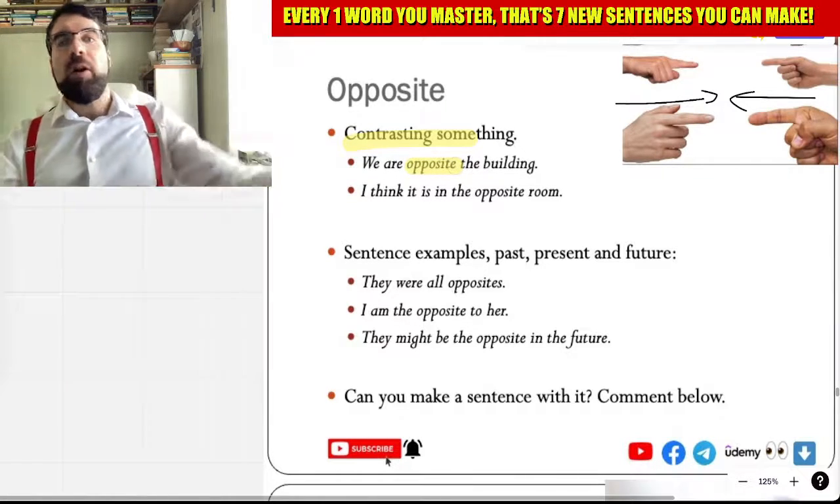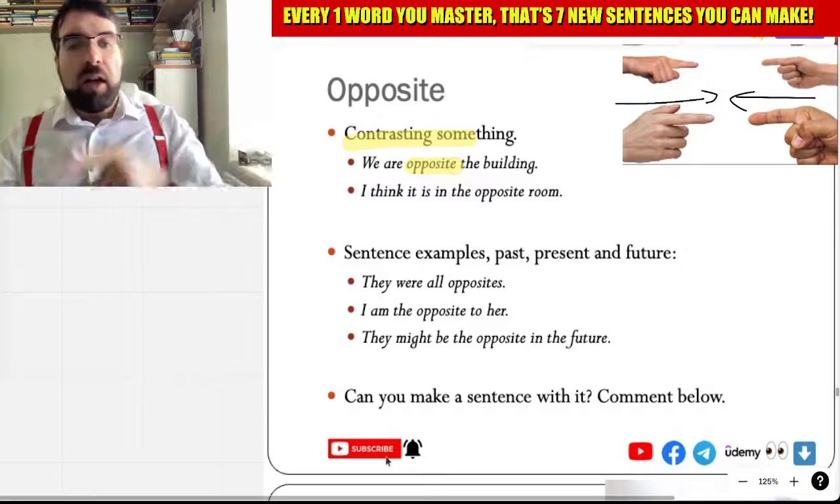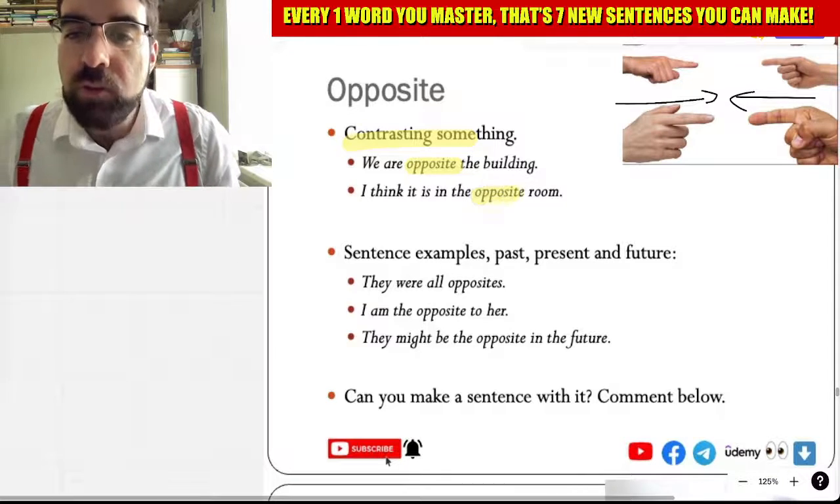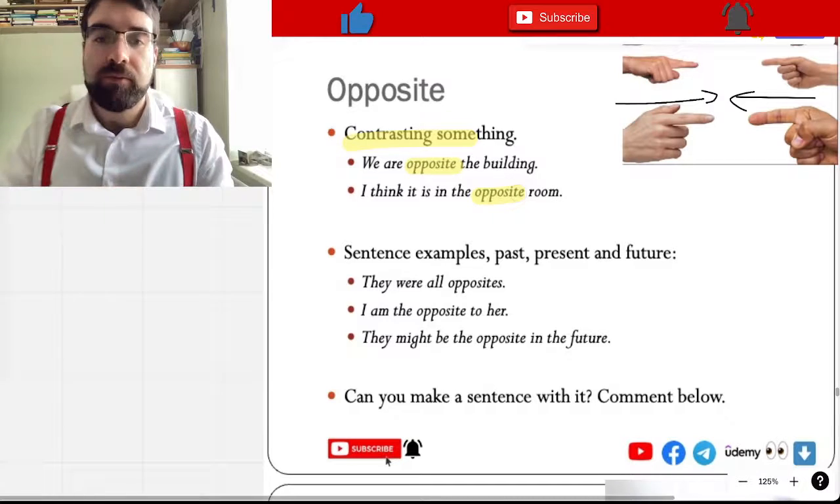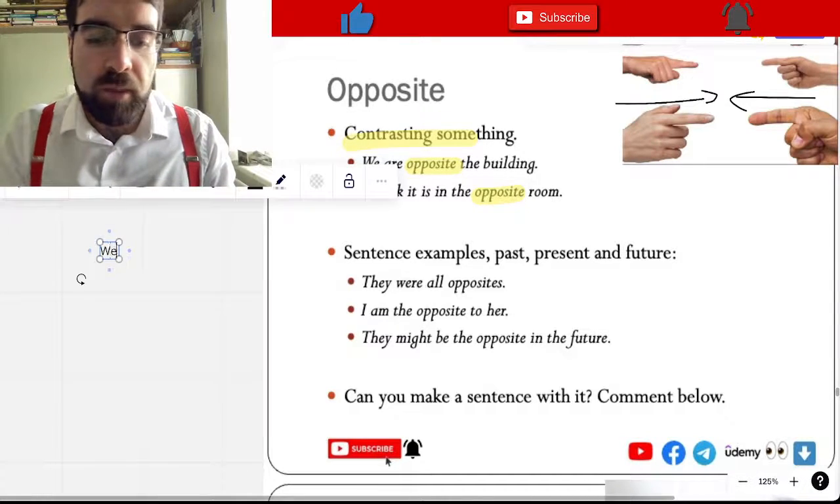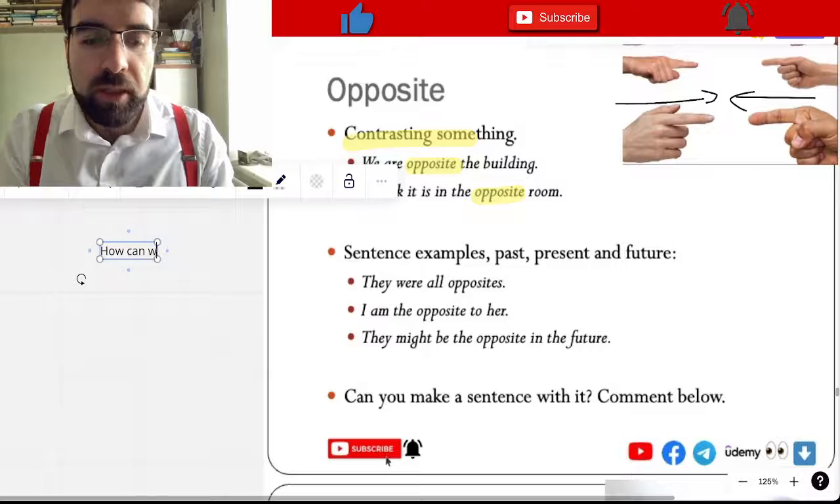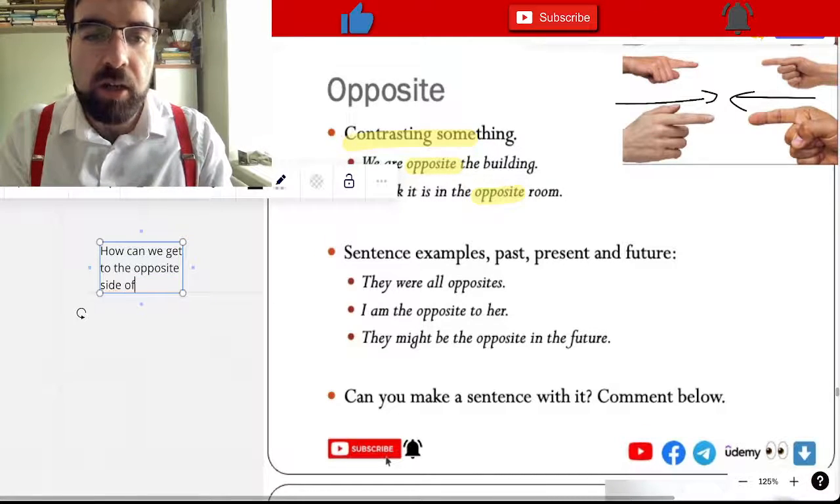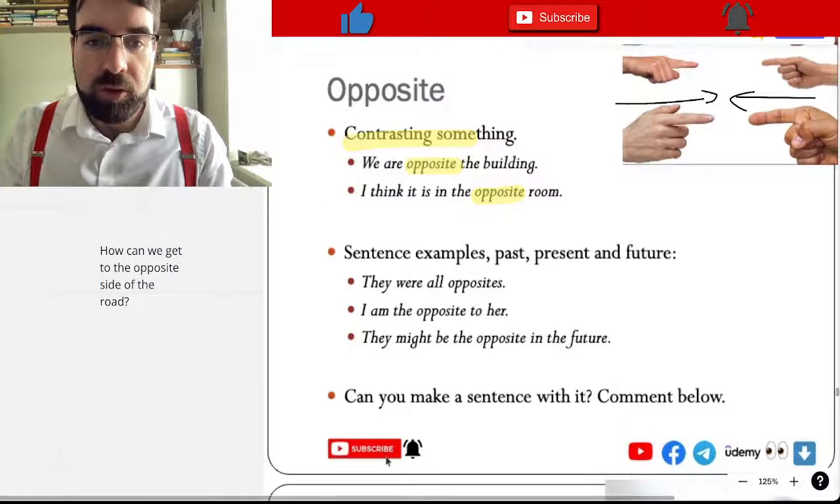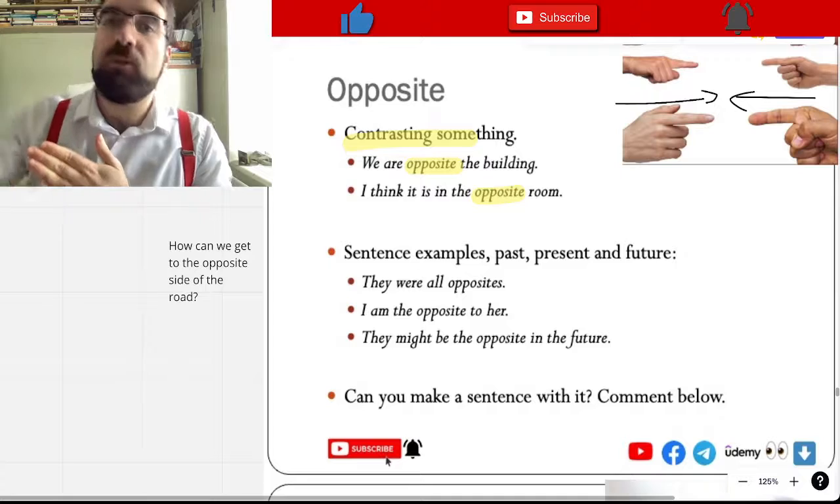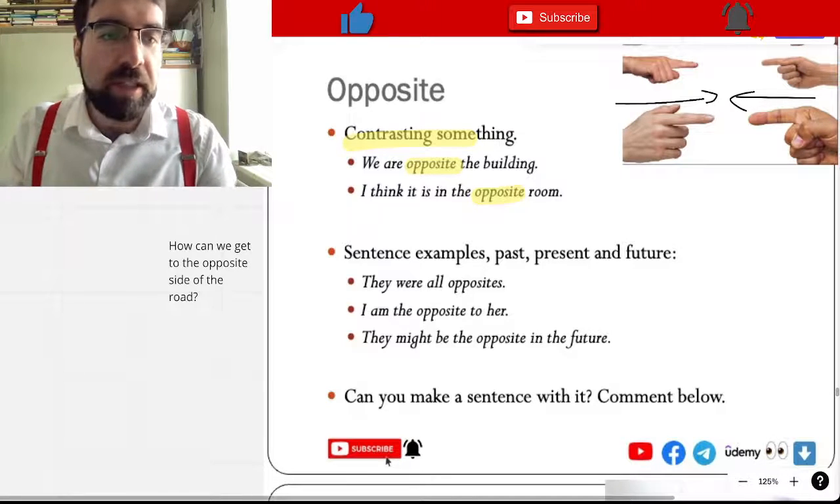There's the building, and we're opposite it. I think it is in the opposite room. This room, the one opposite. How can we get to the opposite side of the road? Not so sure. Opposite side of the road. How cool is that?